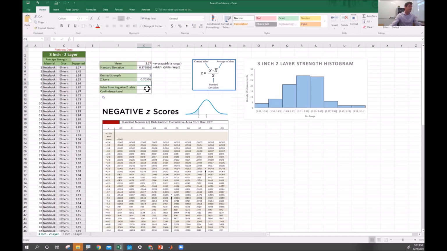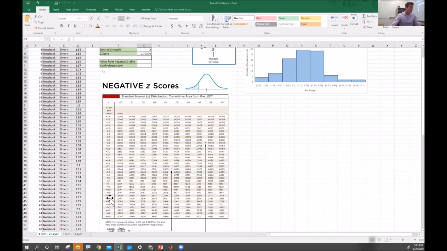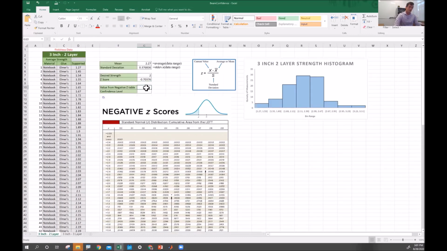And that's giving me a z-score of negative 0.703. And if I scroll down here, I should see 0.7, and then it is 0.3. So I'm going to actually use this value right here, which is 0.242. We got 0.242, type that in.